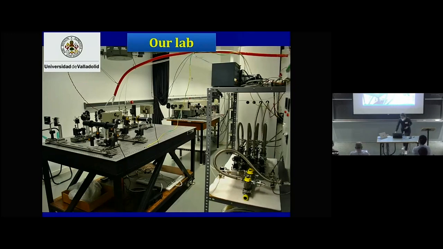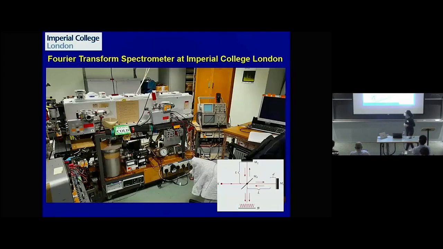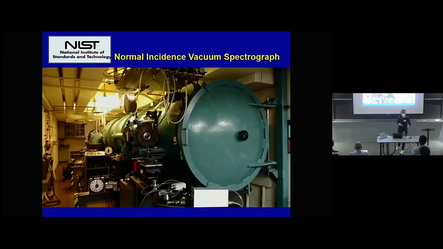Other kinds of labs. Here you have the laboratory at Imperial College. What they have is what is called a Fourier transform spectrometer, which is basically a Michelson interferometer. We measure an interferogram, and then we do a Fourier transform. So it's a completely different technique. And there you have the main instrument. Completely different kind of instrument.